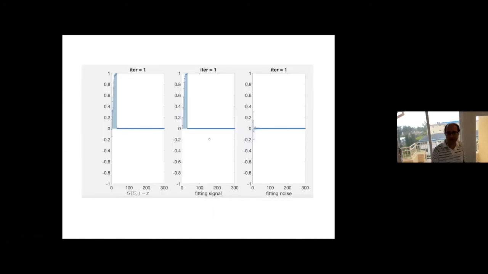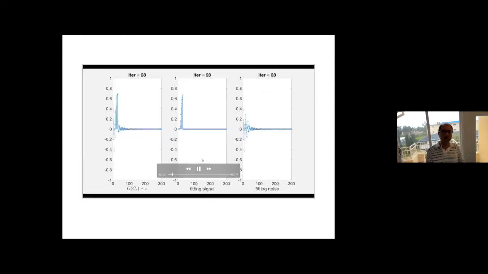Here is a slightly different picture to maybe see this. Here I'm looking at the signal in the different components of this trigonometric basis, right? So this is the overall error, and this is the error in fitting the signal and fitting the noise.